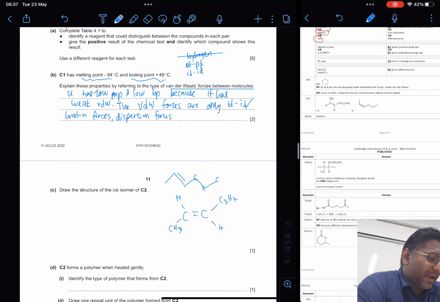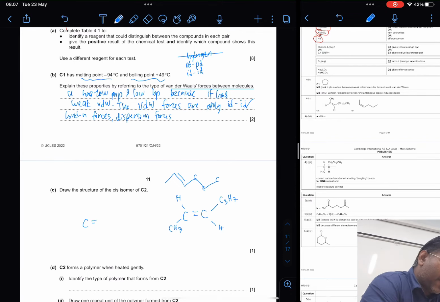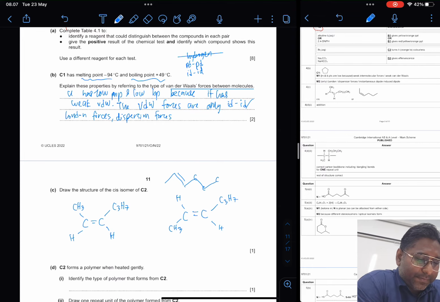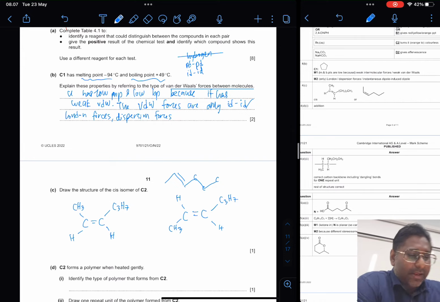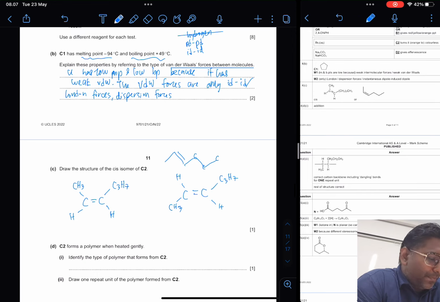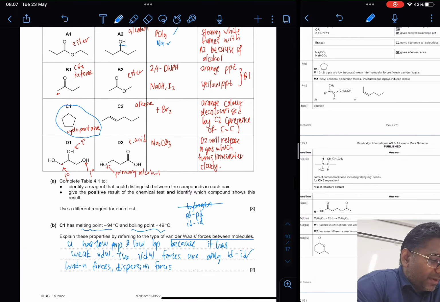Currently this is trans, so for cis, you can just draw C double bond C, put the CH3 here, and then put the C3H7 here, and then put H. You can leave it like this, it's okay. Even in the marking key, they said you can leave the answer in skeletal formula, or you can write it like this. So it's fine.